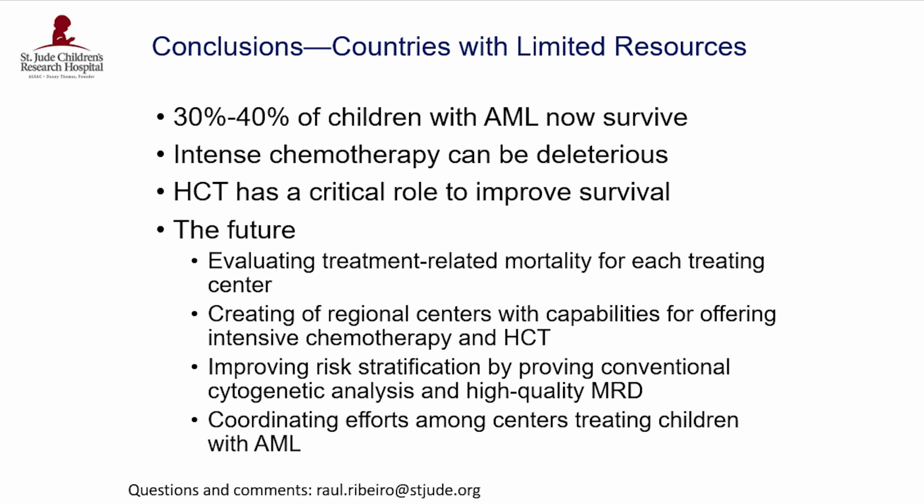So we have to think of innovative ways of creating regional centers that could have the capacity to offer intensive chemotherapy and transplants, and improve risk classification by understanding which are really the essential elements that can tell the prognosis and develop those, and not the entire genetic sequence, because it may be too costly for them. And coordinating efforts among centers treating children with AML.